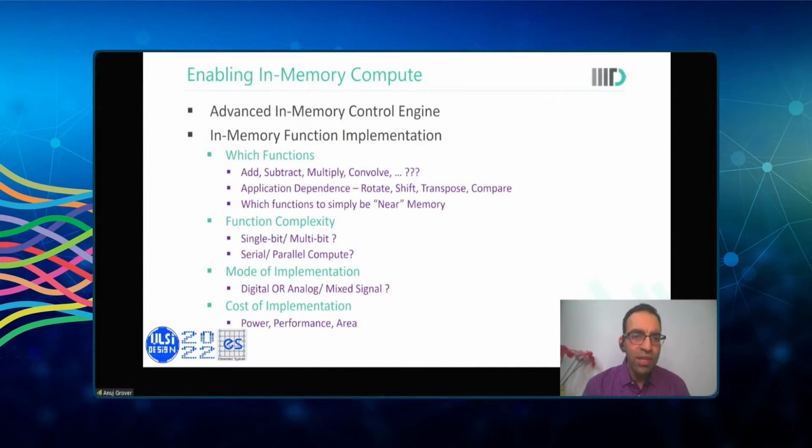Another key question to ask is, do you really need to put the function inside the memory? Or can you just place it somewhere near the memory? If you still place it near the memory, you do not need to access the processor. And you still are able to bypass the von Neumann bottleneck. These questions are not simple to answer, but there are many more questions that need to be answered.